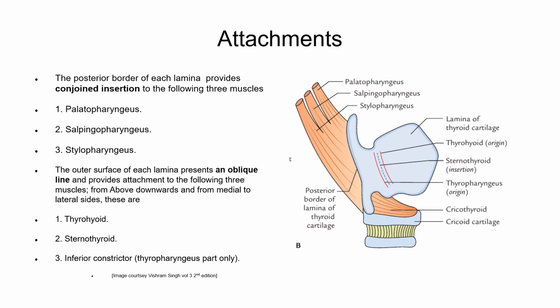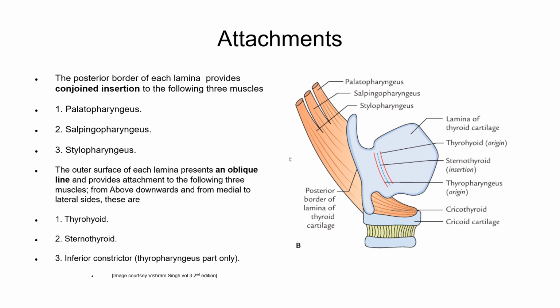Now the outer surface of each lamina, as we have already seen, presents an oblique line, and this oblique line again gives attachment to some important muscles. These are the thyrohyoid, sternothyroid, and inferior constrictor, which is also called the thyropharyngeus muscle.